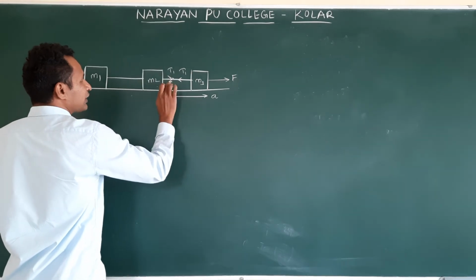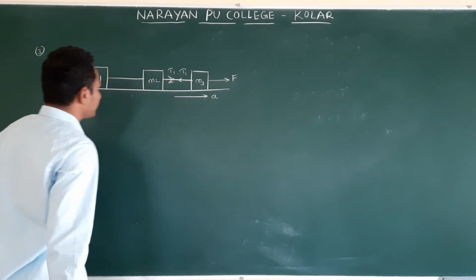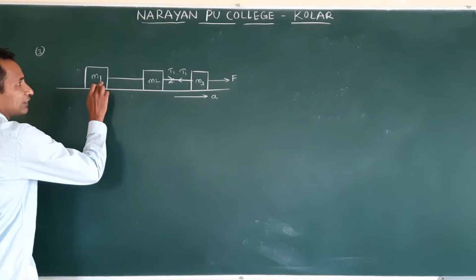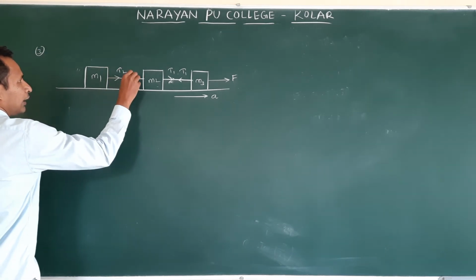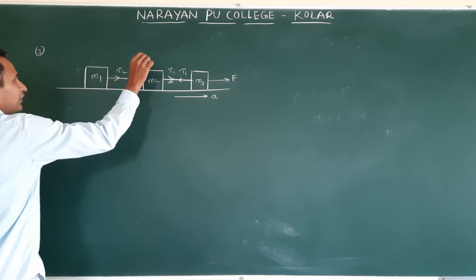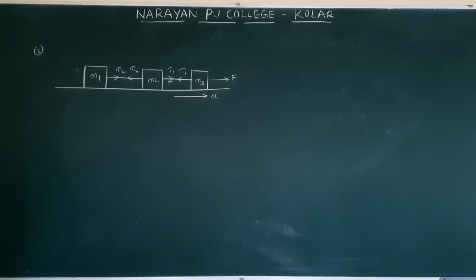In between, the string remains the same, so the tension remains the same. Who pulls this object? Tension. So this you write as T. And here, to counter this, another equal tension will act in the opposite direction, T. According to Newton's law, action and reaction. Clear?